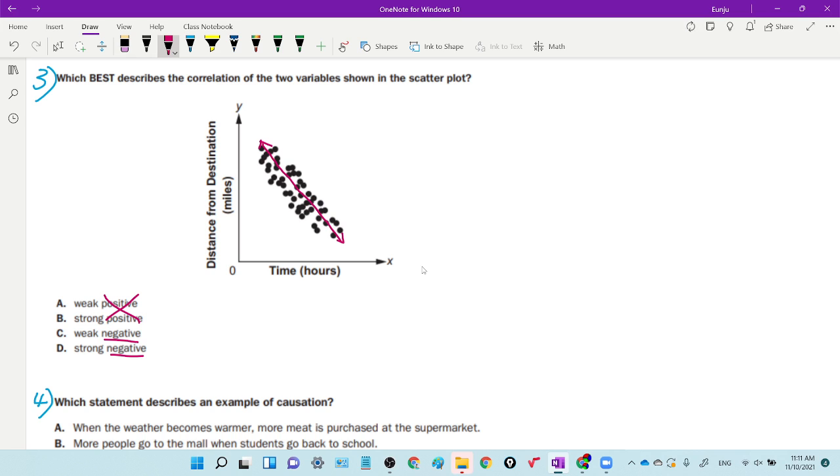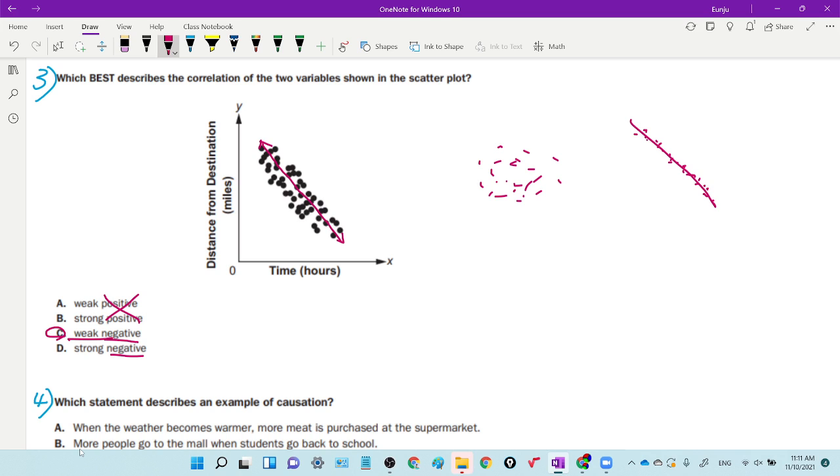So we need to think about no correlation. This is no correlation, okay? And if we have a lot of points near the line, that is strong. So I may go with weak negative correlation. That would be the best answer in this question, okay?